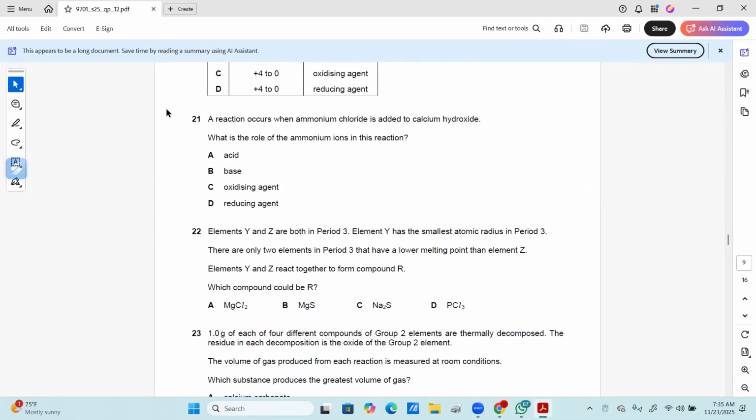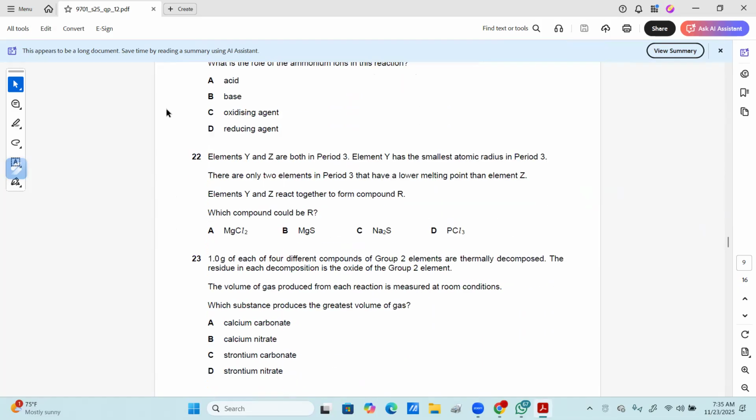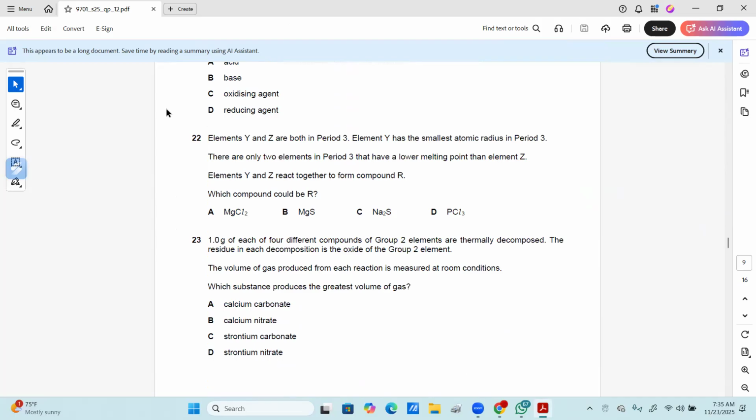Elements Y and Z are both in period 3. Element Y has the smallest atomic radius in period 3. So that means element Y is more towards the right hand side and Z is more towards the left hand side. There are only 2 elements in period 3 that have lower melting point than element Z. Element Y and Z react together to form compound R. So this is the s block one and this is the p block one. Which compound could be R?